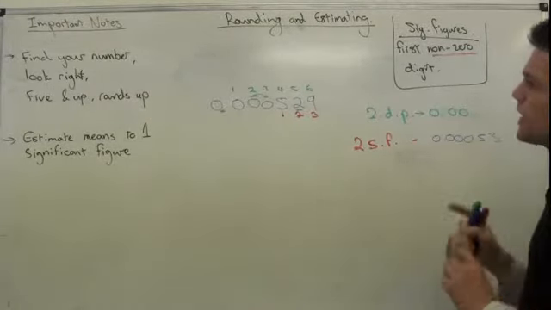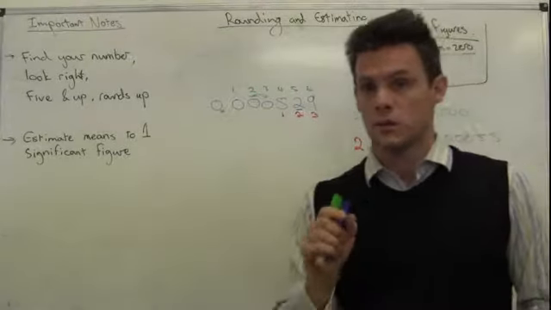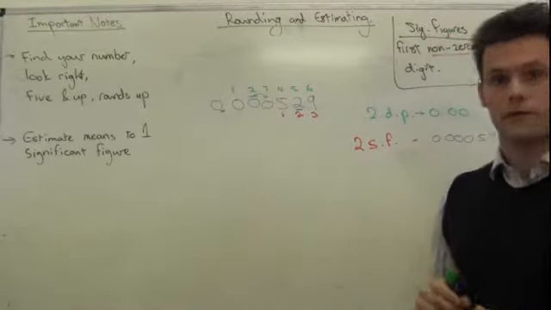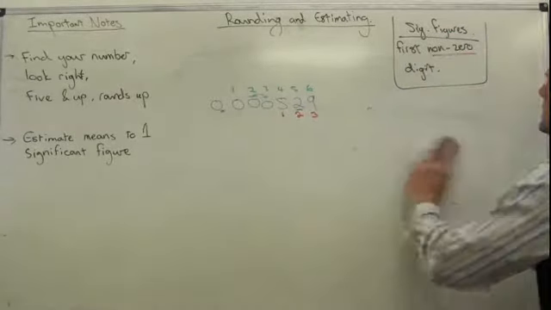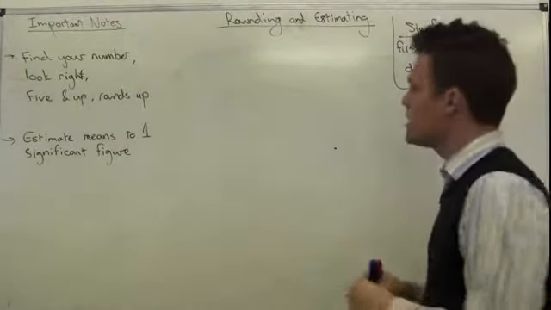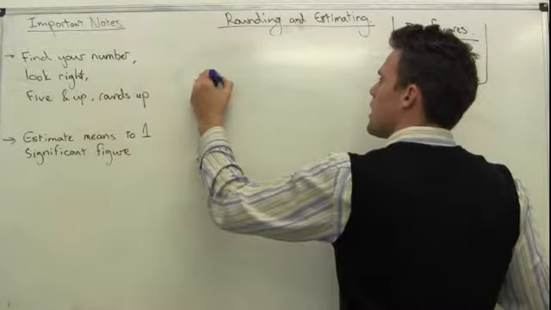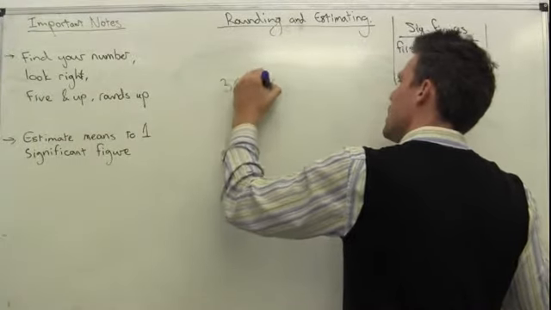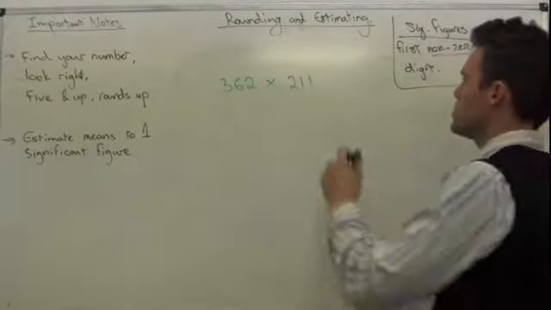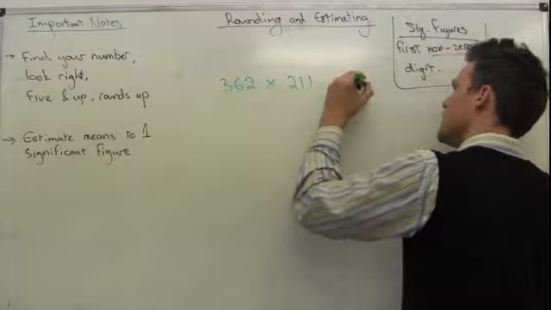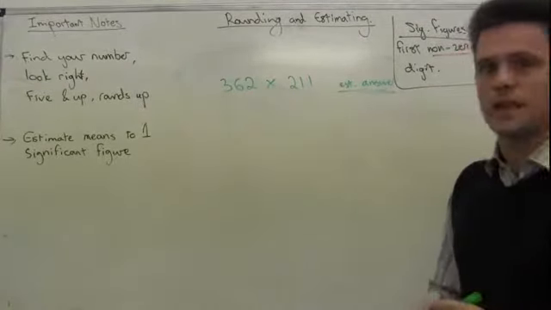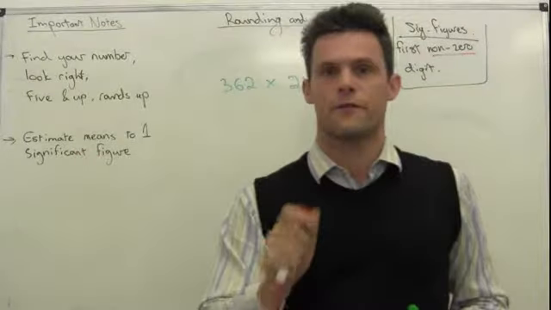Okay, so that's rounding to significant figures versus to decimal places. The key difference here is where you start. From the decimal point with decimal rounding, or from the first non-zero digit with significant figures rounding. Okay, now the next step of this is estimating, and it uses significant figures. Let's say I was given this question, 362 times 211. Okay, and I was asked to estimate the answer. Now when you see estimate, it means to 1 significant figure.